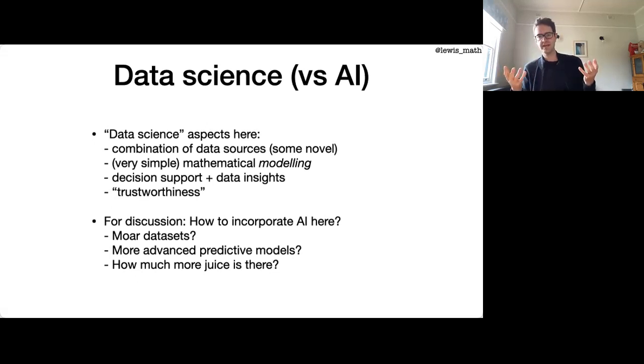Of course, if we apply a more sophisticated model, you start to lose some of the explainability, some of that trustworthiness. And I do wonder just how much more juice is there to be eked out of things like these mobility data sets. So there are places where this can go.